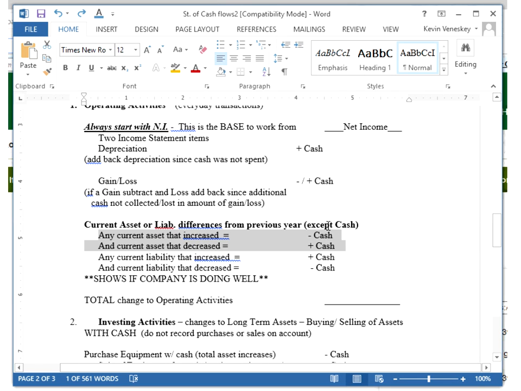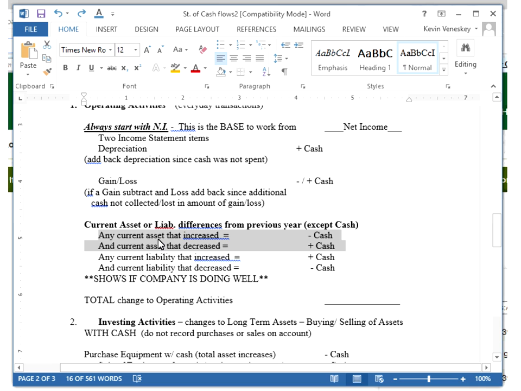All current assets are going to be the same. And then notice my one little exception here. We deal with all current assets except the biggie, cash. We're going to do cash at the very, very end, because that's the whole purpose of this. We're going to do all our current assets, and they're all treated the same.